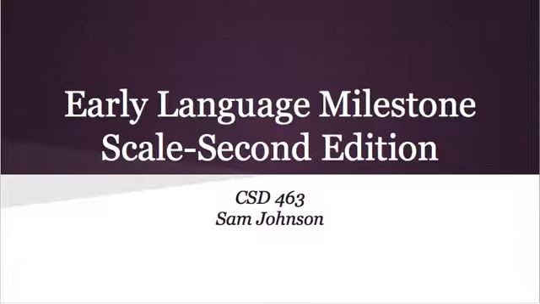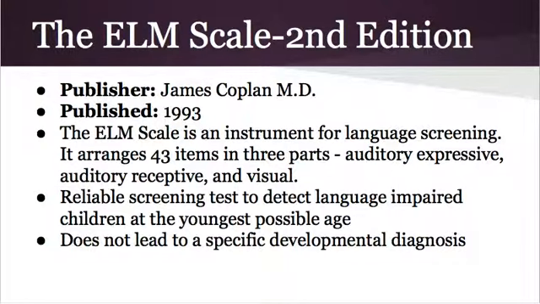I really enjoy working with kids, and I'm in the special education program right now, so I thought it would be fun to see the different techniques that are used at a younger age before they come into the elementary level. So the ELM scale is a test that has 43 different items, and it tests the auditory expressive, auditory receptive, and the visual aspects of a child's behavior and speech.